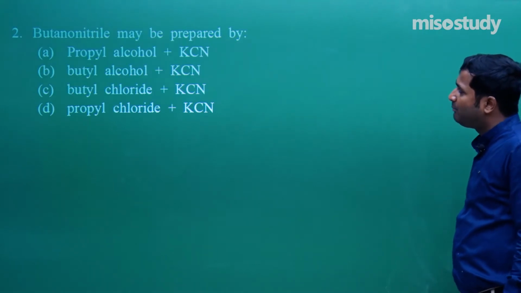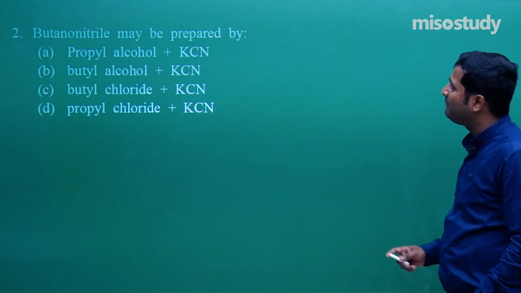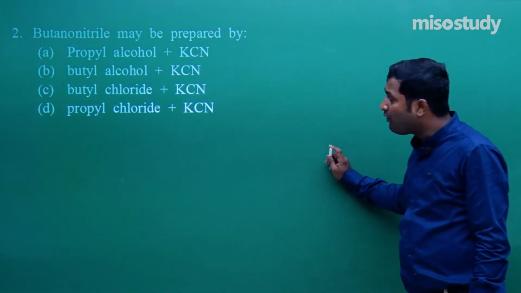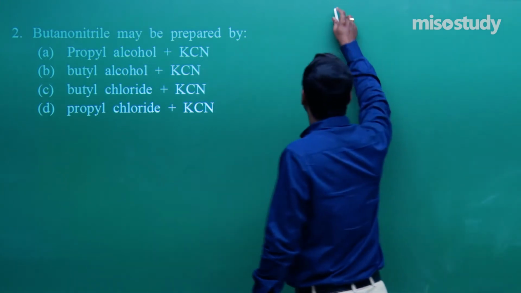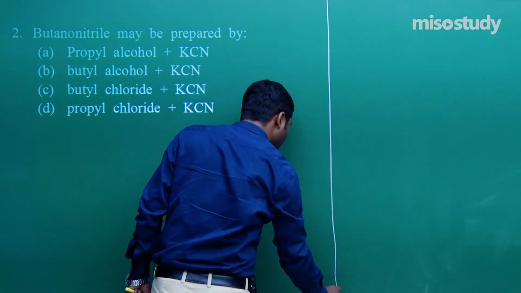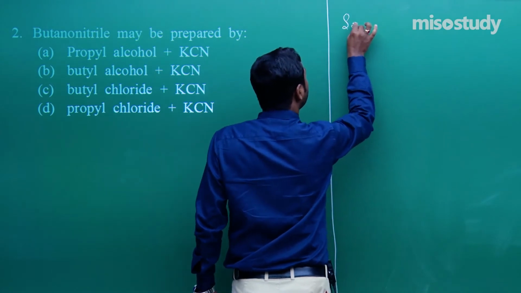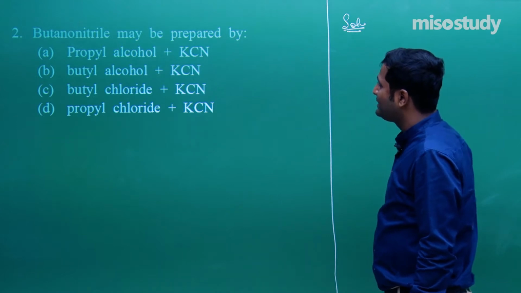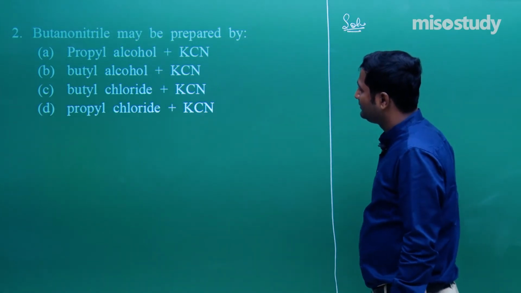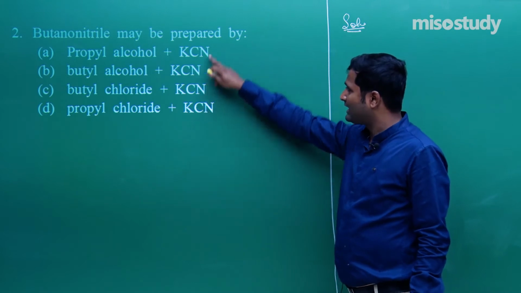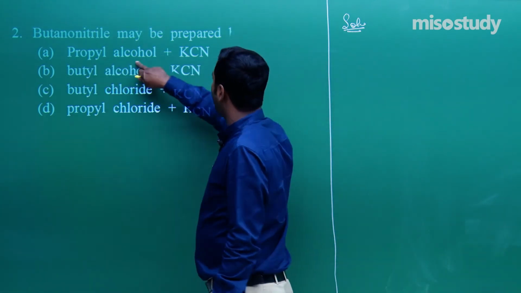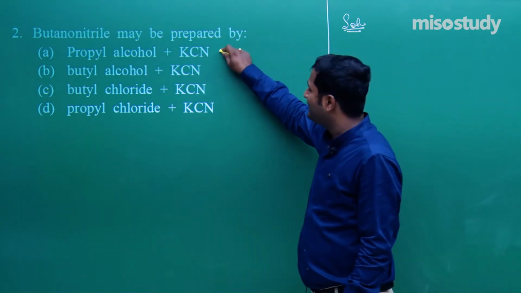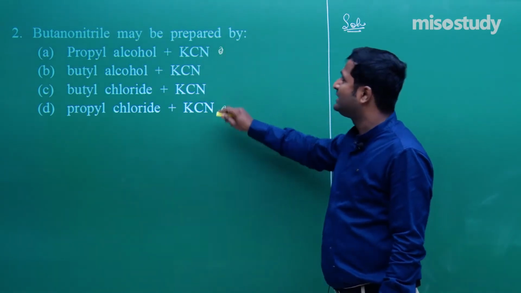Question number 2. Butanonitrile may be prepared. Butanonitrile contains 4 carbons. That is, we require a compound, such an alcohol, which contains at least 3 carbons, because here is also a carbon, all are the same. Propyl alcohol with KCN, and propyl chloride with KCN.